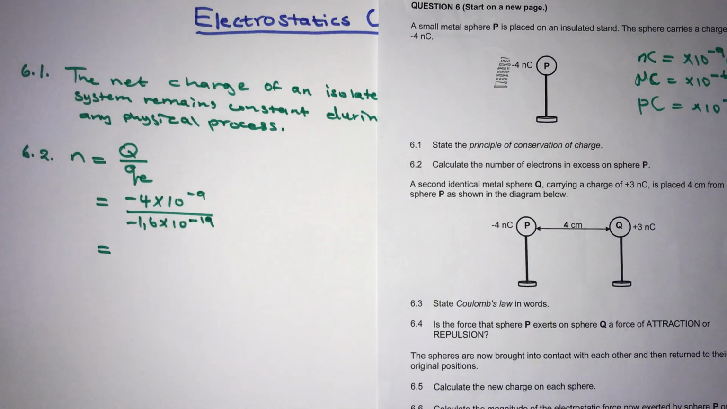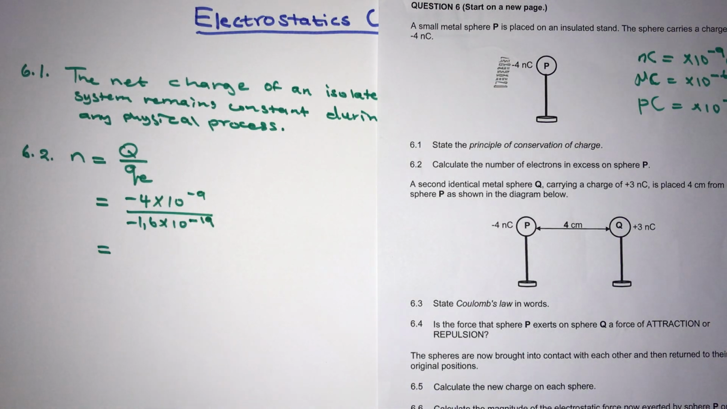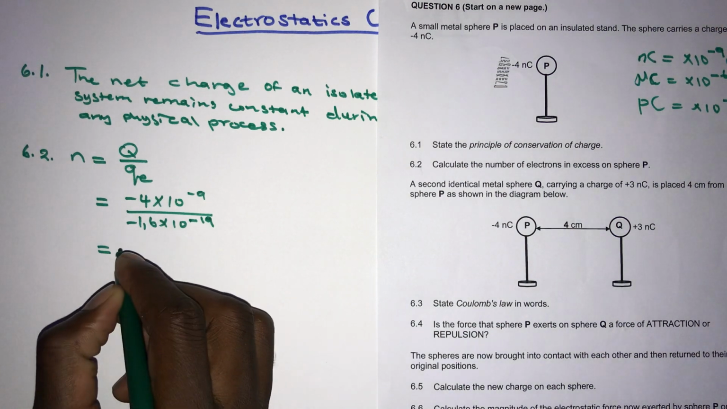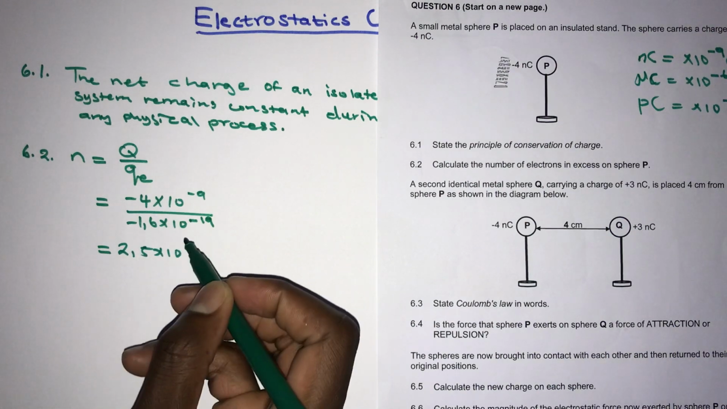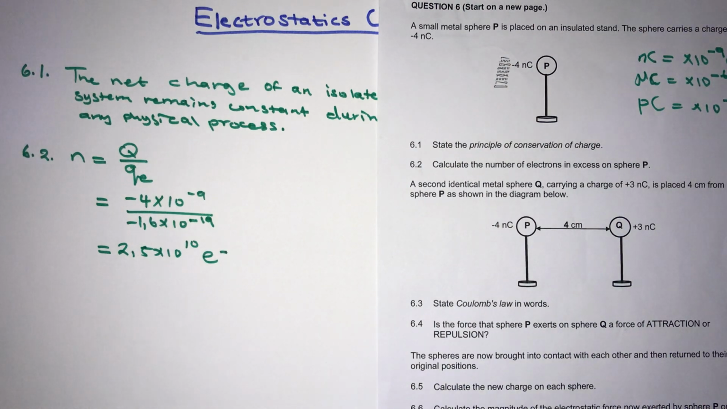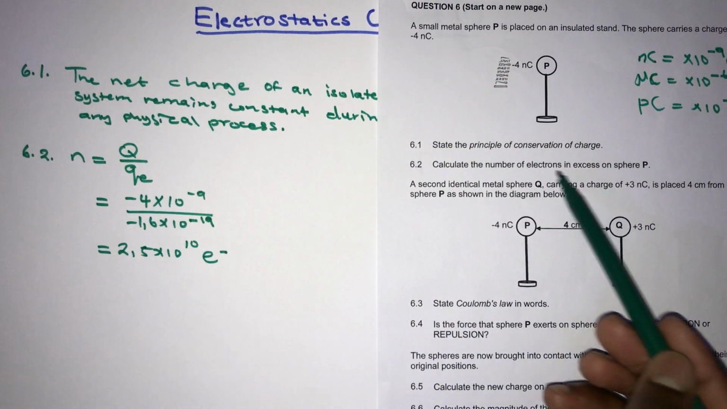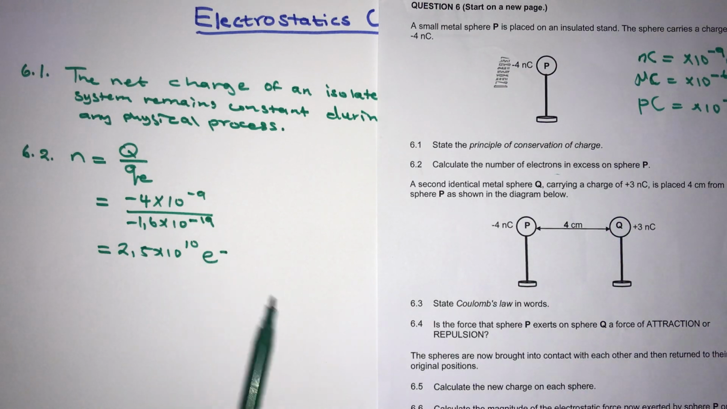Then the answer here is going to give us positive. So remember, the number of electrons must always be positive. So from this one, we found out that the answer is 2,5 times 10 to the power 10. Then this is electrons. We must calculate the number of electrons. So make sure it is in electrons. We have no unit here.